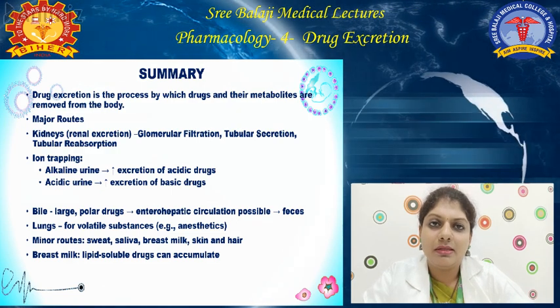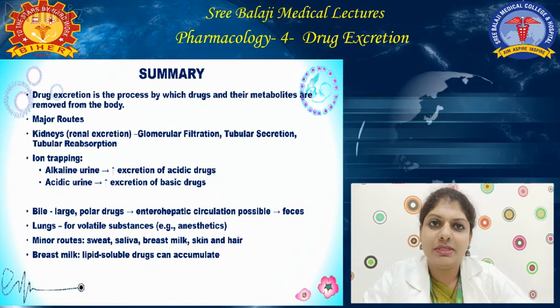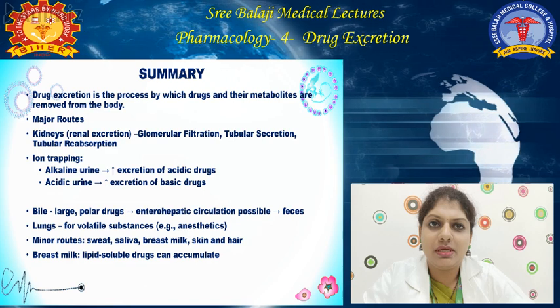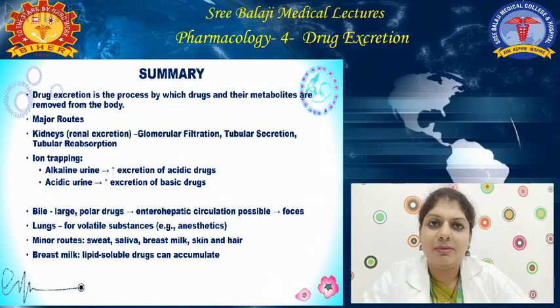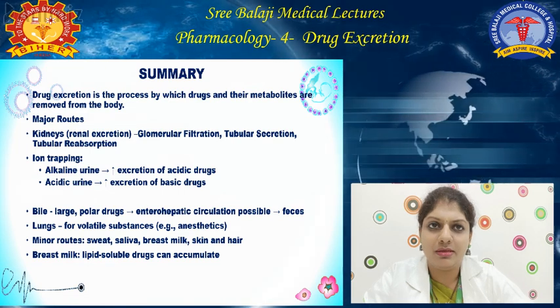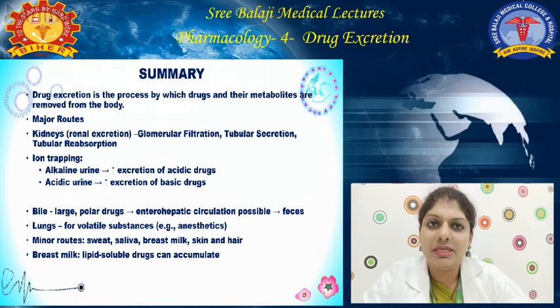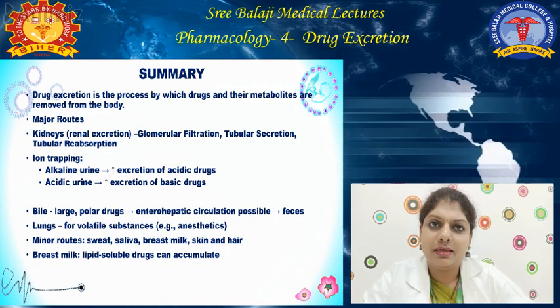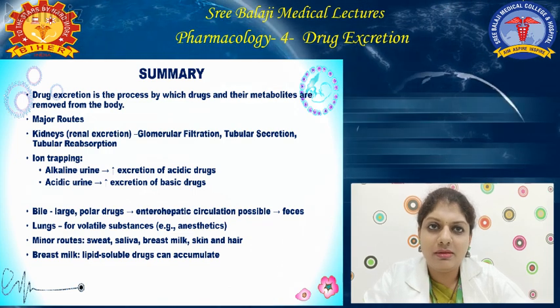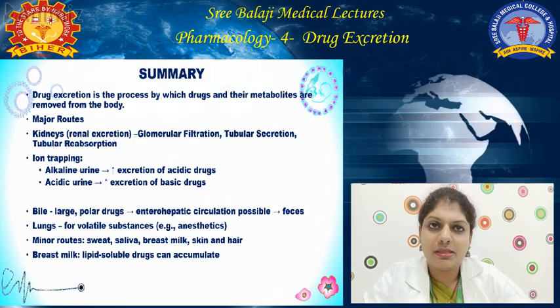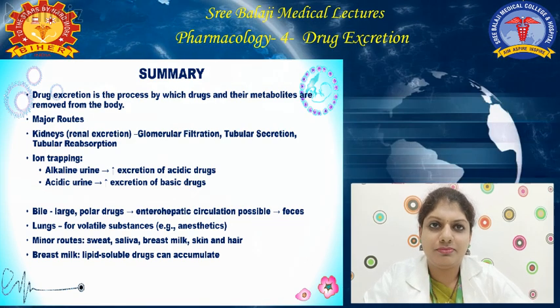So then this basis is used in case of poisonings. So in case of acidic drug poisoning, we will be alkalinizing the urine so that the acidic drugs get trapped in the lumen and cannot be reabsorbed back. Whereas in case of alkaline drug poisoning, we will be acidifying the urine so that the alkaline drug will get ionized there and will get excreted.